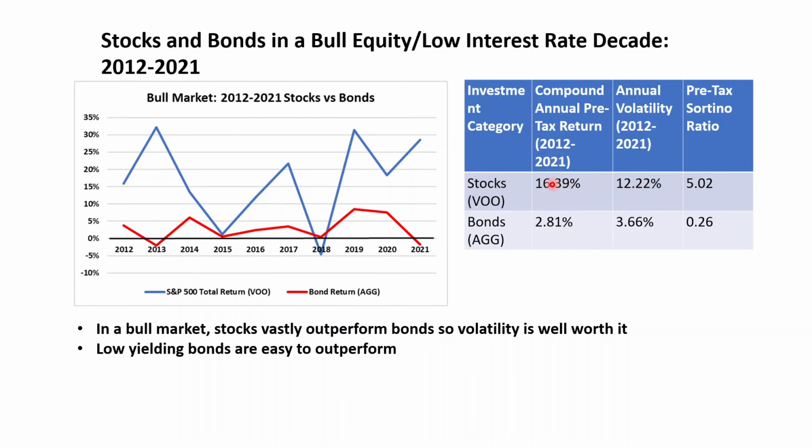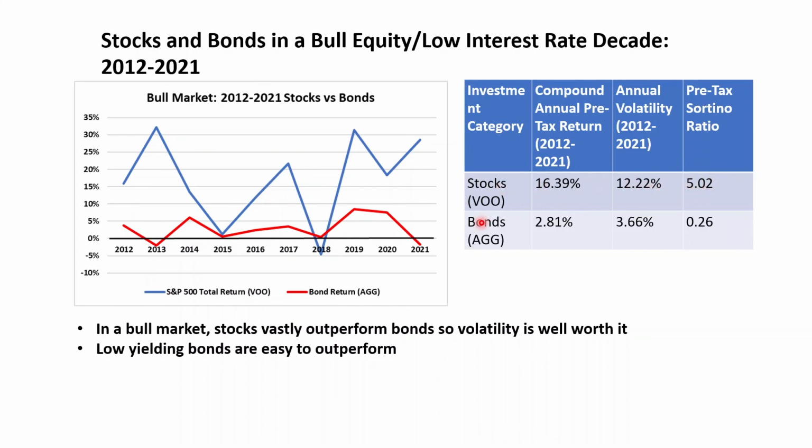From 2012 to 2021 on a pre-tax basis, stocks, the CAGR was about 16.39%. The volatility was 12%, which was significantly less than what it was in the previous decade, right? So when we look at our Sortino ratio, it's high, it's humongous. The return relative to risk is huge over this period.